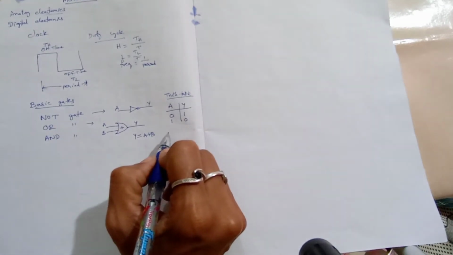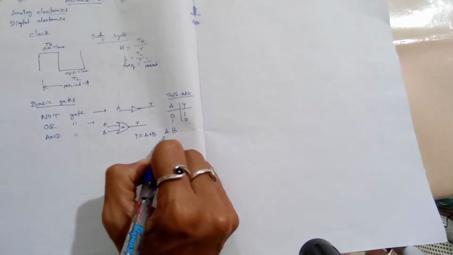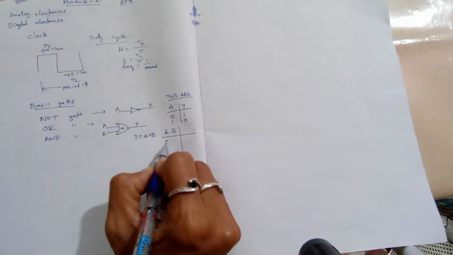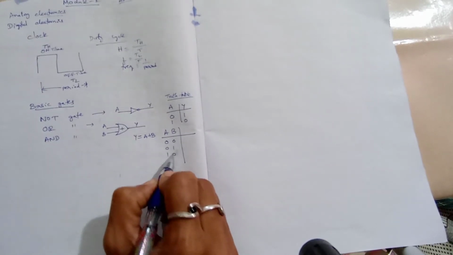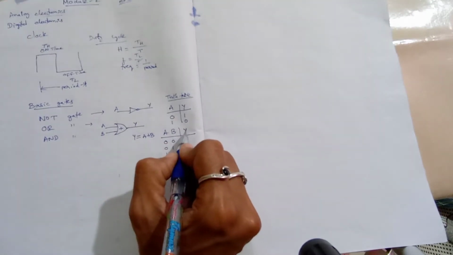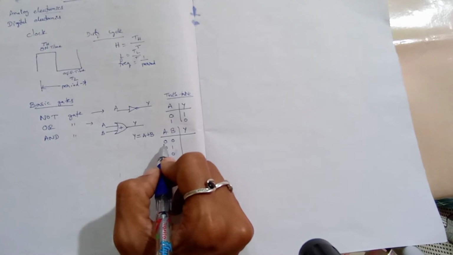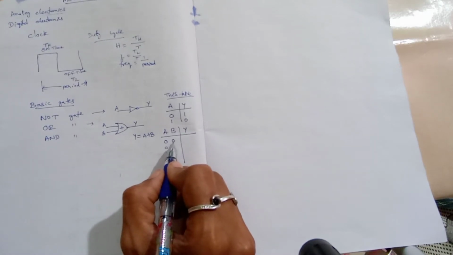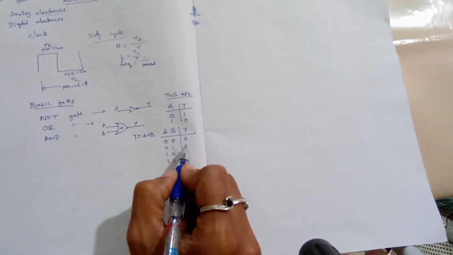Now we'll see the truth table, that is A, B are the inputs, combination bit values 0 0, 0 1, 1 0, 1 1. For this, we'll see what is Y, output Y, that is A plus B. OR means if both the inputs are low, then the output will be low. Otherwise, for all other cases, it will be high, 1.